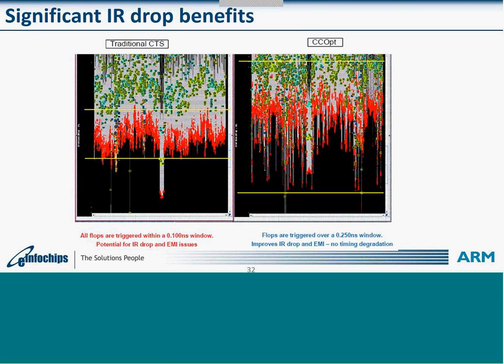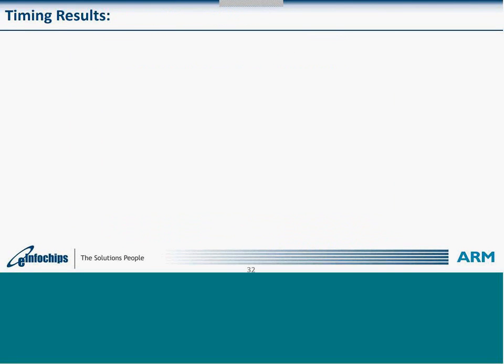The advantage here is that, as you can see, compared to the left side window, the dynamic power reduced a lot, because not all registers are getting triggered at the same time. If you look at every time instance, the number of registers triggered is reduced. We haven't seen any timing degradation, but we could actually improve on IR drop and EM.